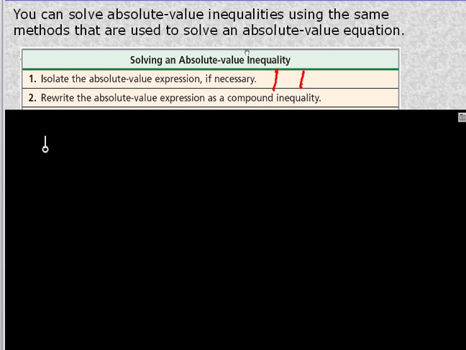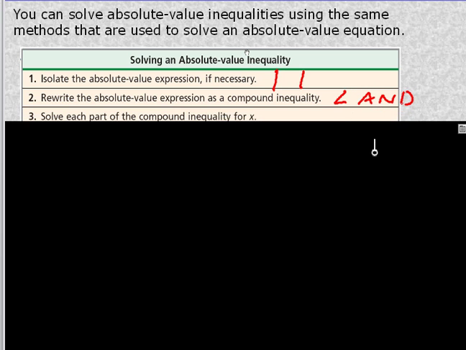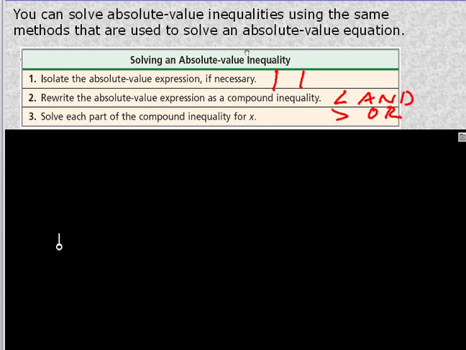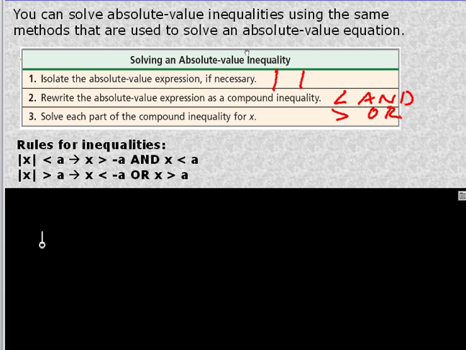Then we're going to rewrite it as a compound inequality. Remember, if we are looking at a less than, it's going to be an "and" kind of compound inequality. If it's a greater than, it's going to be an "or". And then we're going to solve each part of the compound inequality for x. And this is what I said. Absolute value less than means it's less than so many units from 0. So we're going to have 0 in the middle here, and we're going to have some interval around 0. That's our solution. If it's greater than, it means it's going to be greater than so many units, so it's going to be outside that interval, and it's going to be an "or".